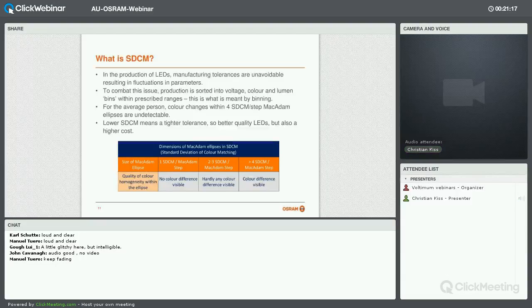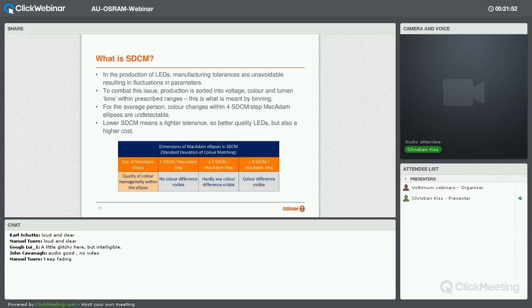And basically the McAdam ellipse, or a standard deviation step, identifies how wide a variation is acceptable within that certain tolerance. So in this table here, you'll see one SDCn or McAdam step. Basically, the human eye cannot see a difference in color from one chip to another. At 2 to 3 McAdam steps, there's hardly any noticeable difference. Normally, a human eye won't detect a difference there.